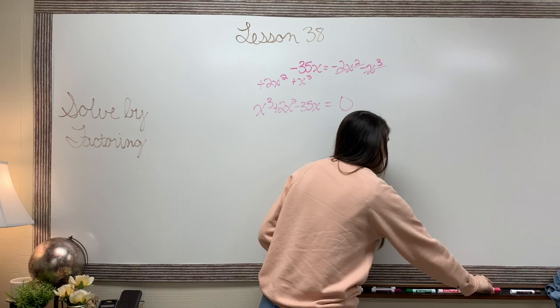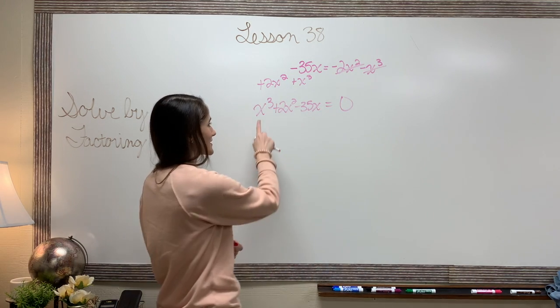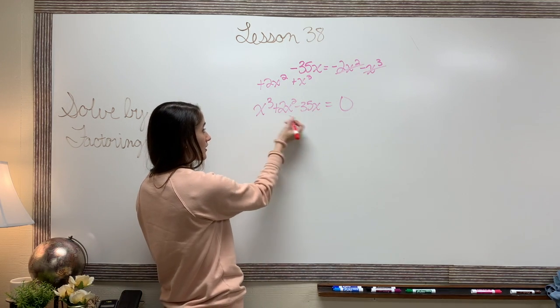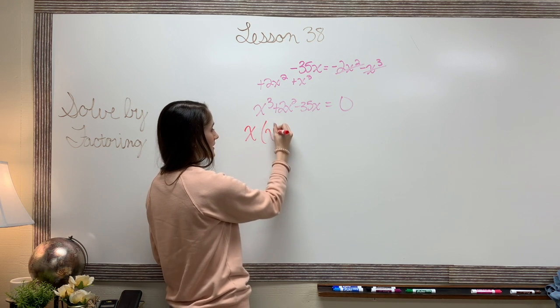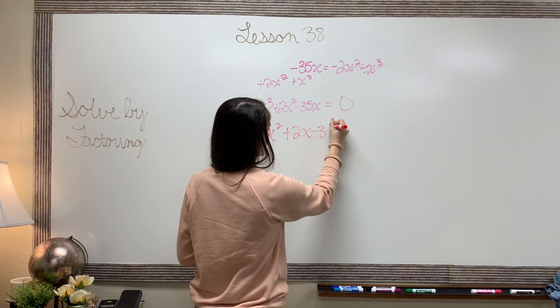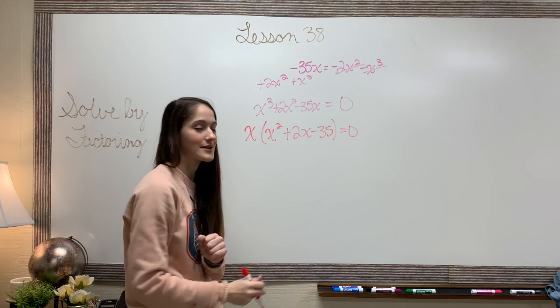And before I start trying to factor into two binomials, I noticed that they have a common factor. So I'm going to take that out. They all can be divided by x. So now I take that out and I have x squared plus 2x minus 35 equals 0. Now I can get that into two binomials.